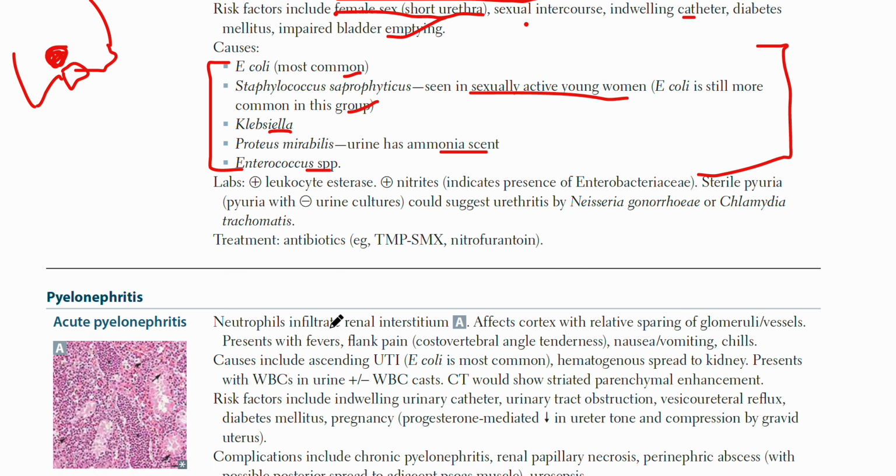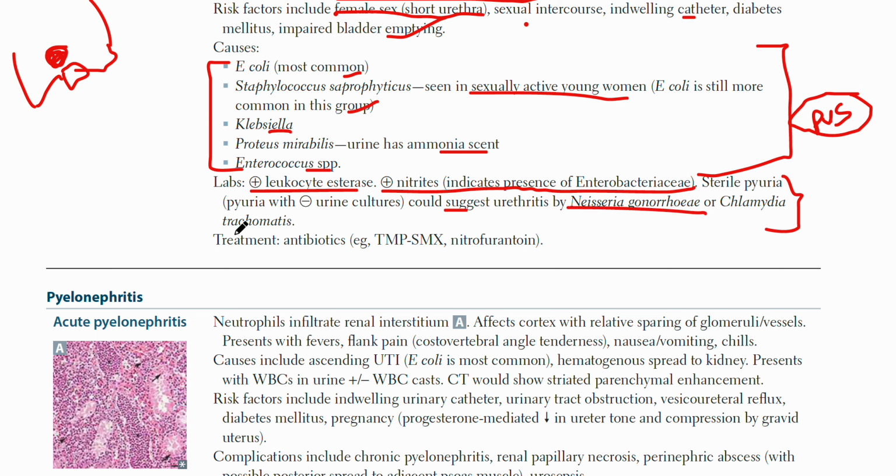So the lab finding is that the leukocyte esterase test is positive, nitrites positive indicates presence of Enterobacteriaceae, and sterile pyuria. Pyuria with negative urine cultures. Pyuria means that there is pus in urine. The pus is present in urine, but urine cultures are not positive. So what actually is it? Sterile pyuria, right? And also urethritis by Neisseria gonorrhoeae or Chlamydia trachomatis.